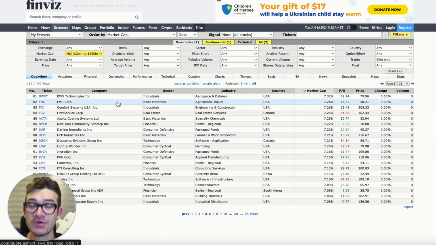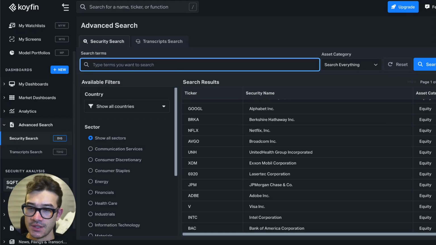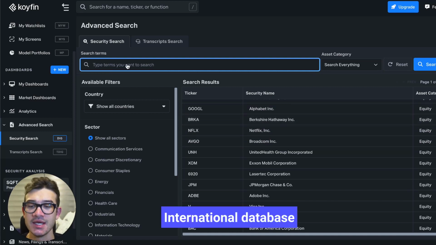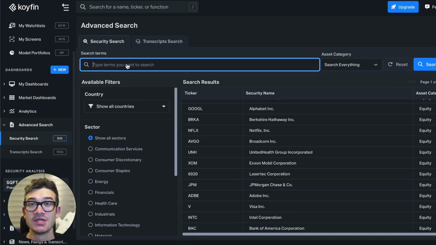For example, you can go to Koyfin. Koyfin is different from Finviz.com, and on Koyfin you do have to pay for a premium subscription to access their security search and screeners in the best way possible. The beauty of Koyfin versus Finviz is that Koyfin is international. They have lots of different types of funds and equities listed in the UK, Australia, Hong Kong, China, you name it. So there's a lot more opportunity to find potential gems or potential investments that might be of interest to you.